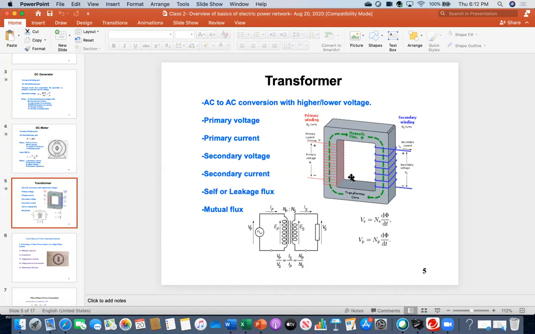But you please never ever try to apply DC on a transformer. In one respect, it will not do anything on the right side, the secondary side. The second point is that the coils may get heated up over time. The transformer is an AC machine, an AC device.